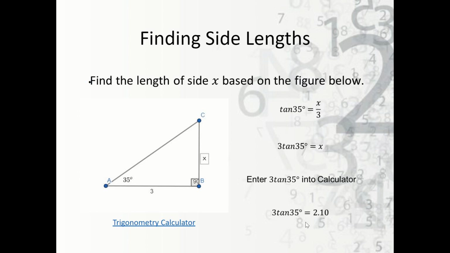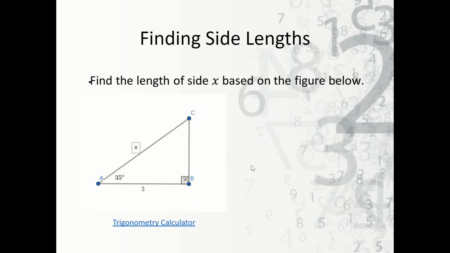And when we do that, we should see that it ends up being about 2.10. So this side here would be about 2.10. So that's how we can find a side length from an angle and a given side. Let's look at another example.